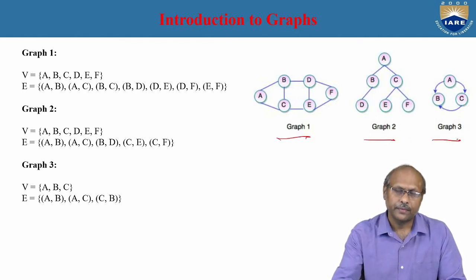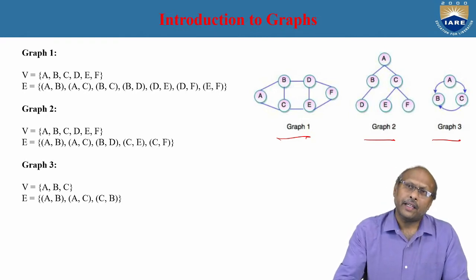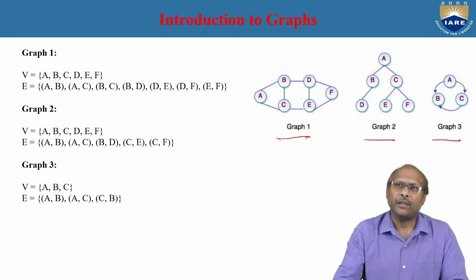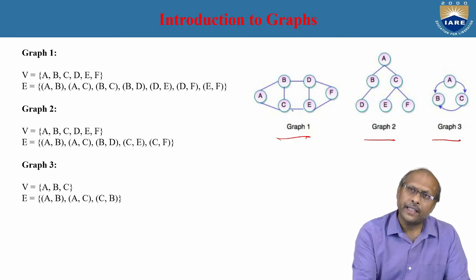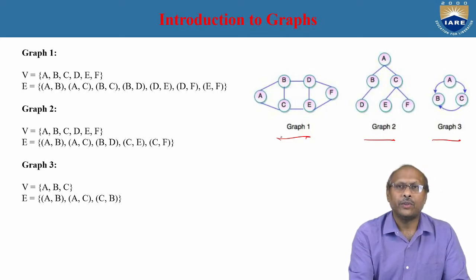In a graph, there is a specialty. What is the specialty? There may be a cycle or there may not be a cycle. Cycle means when you traverse from a particular point, at the end you can reach there again. When the starting point and ending point are the same, that becomes a cycle. So in a graph, there may be a cycle.